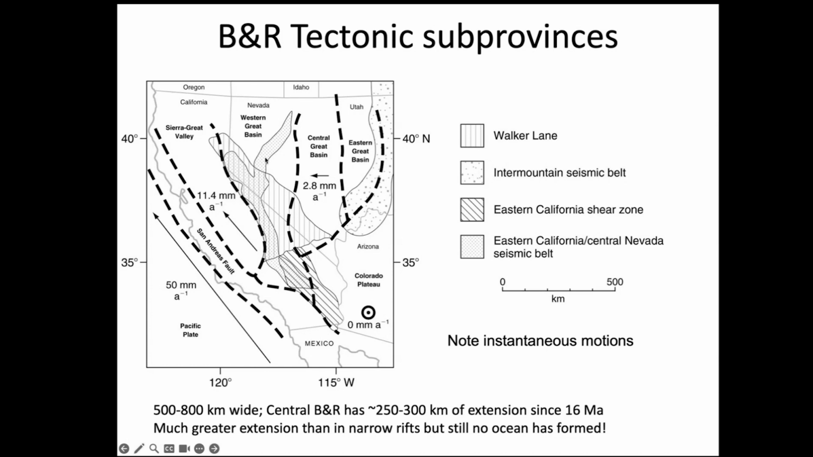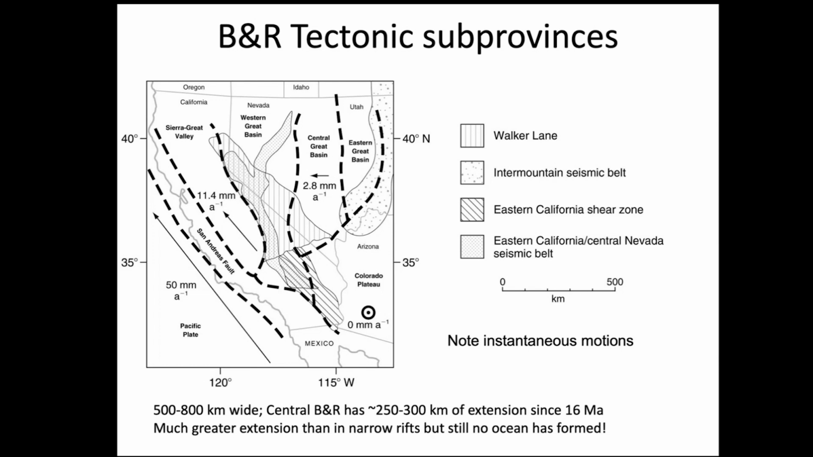And in this region we've got the Walker Lane in this vertical striping. Here we've got the Eastern California shear zone in this diagonal striping. And then the Eastern California Central Nevada seismic belt going through here like this. So there's a bunch of different names that are confusing. You don't have to remember them. But the point is that when there's a lot going on, things get a lot of different names because people are looking at them from different examples.